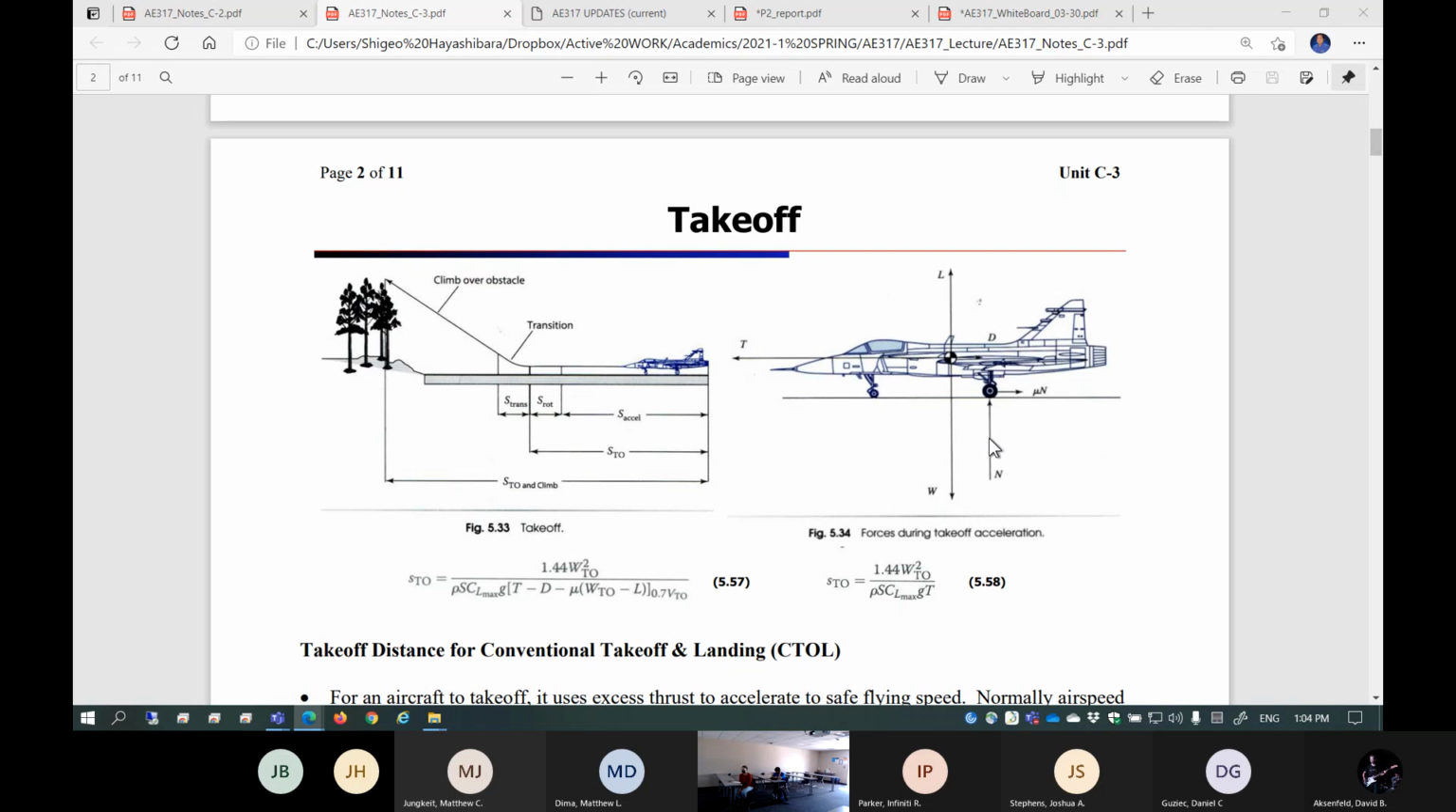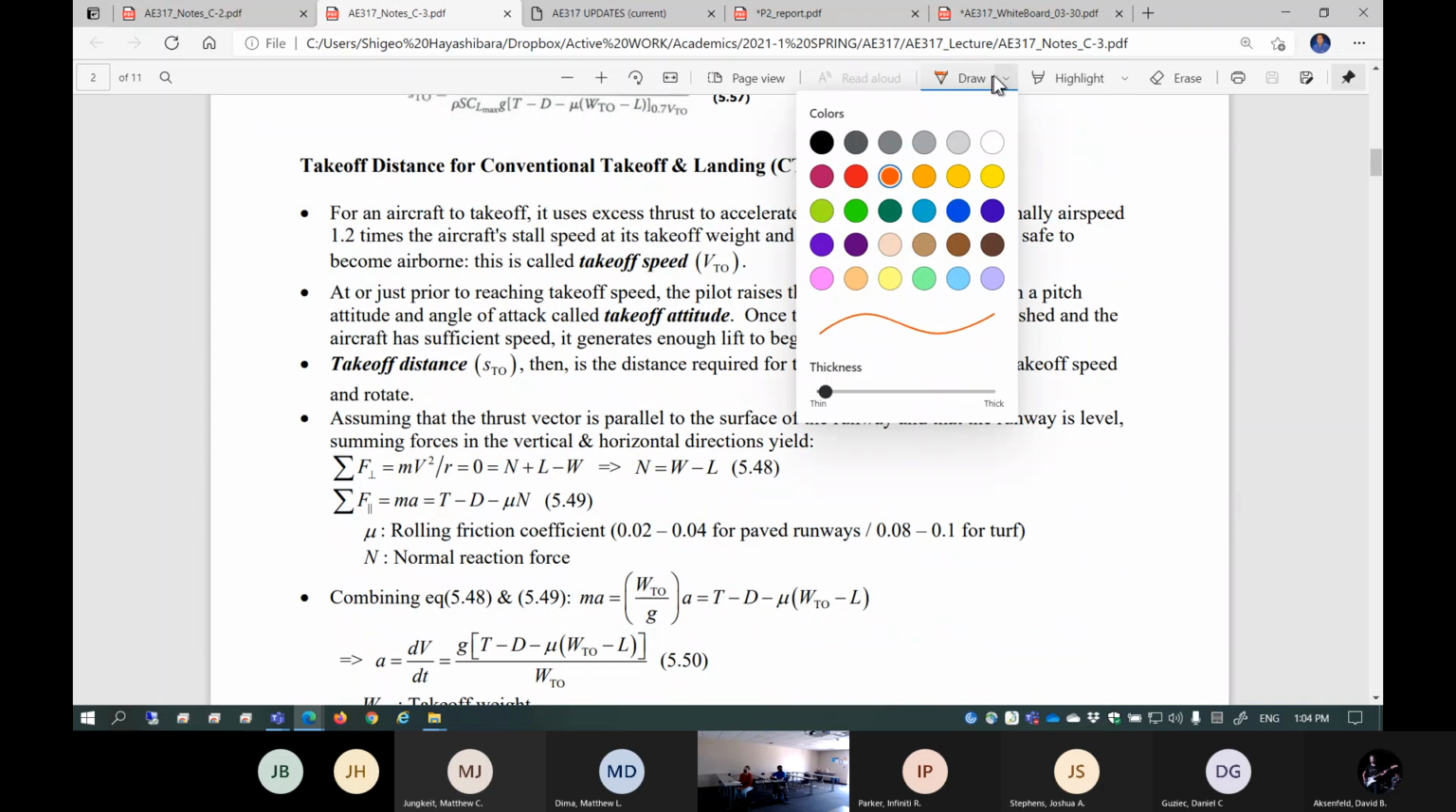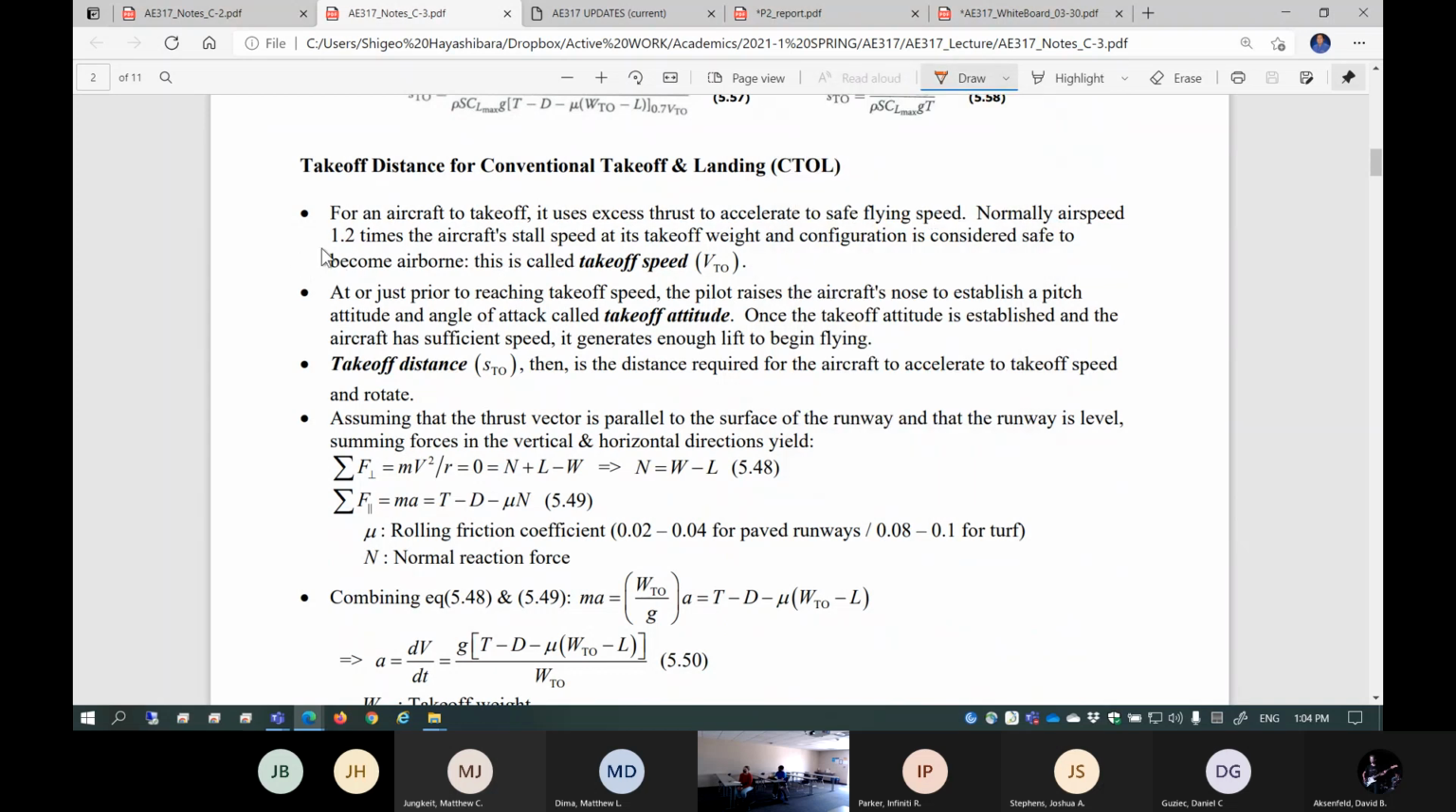This is a very simple equation of motion. This is the airplane lift and weight, thrust and drag, and this is the rolling resistance while your airplane is still touching the ground. And this is the normal reaction force for each wheel. All right, so the equation is based on the discussion. One of the most important assumptions is we choose an airspeed of 1.2 times the aircraft's stall airspeed. This is the takeoff speed. So V_TO, takeoff speed, is 1.2 times airplane stall speed. This is quite an important assumption.